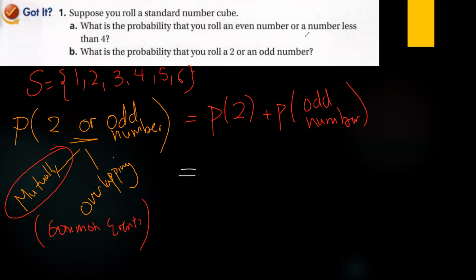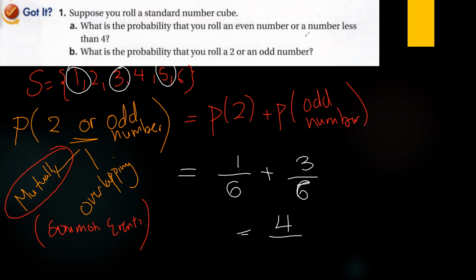Yes. Now, probability of 2, how many 2 here in the sample space? 1/6 plus, how many odd numbers? 3 numbers, so 3/6. So what will the final answer be? 4/6. Teacher, do we need to simplify it? You can write it as 2/3, but if you keep it as 4/6, there's no problem.